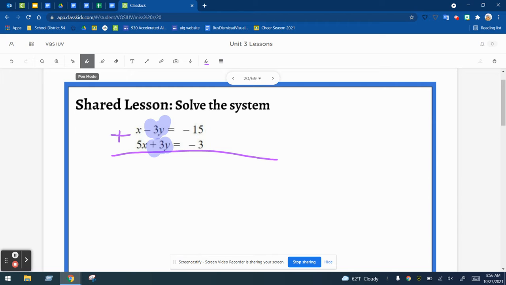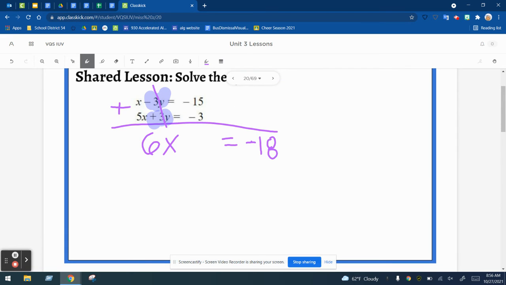So watch this. x plus 5x makes 6x. Negative 3y plus 3y equals 0. Negative 15 plus negative 3 would be negative 18. So now I have 6x plus 0 equals negative 18. We know that I don't have to write plus 0 in anything, right? Because it's not going to actually help me solve. It's not really necessary. So I can just divide by 6 to get x equals negative 3. So this is elimination. Makes things much easier when we can cancel out one of our variables.